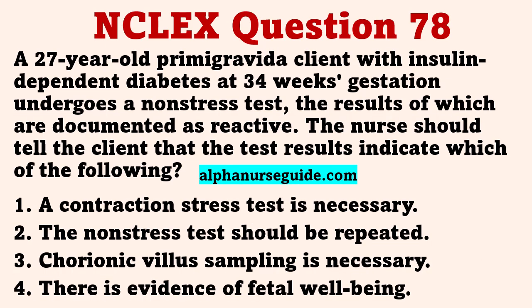A 27-year-old primigravida client with insulin-dependent diabetes at 34 weeks gestation undergoes a non-stress test, the results of which are documented as reactive. The nurse should tell the client that the test results indicate which of the following? 1. A contraction stress test is necessary. 2. The non-stress test should be repeated. 3. Chorionic villus sampling is necessary. 4. There is evidence of fetal well-being.